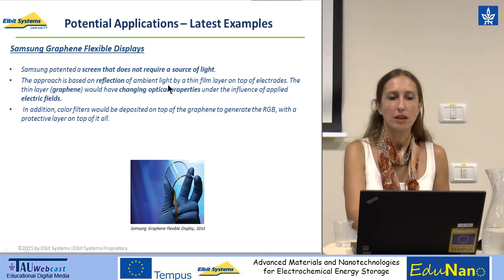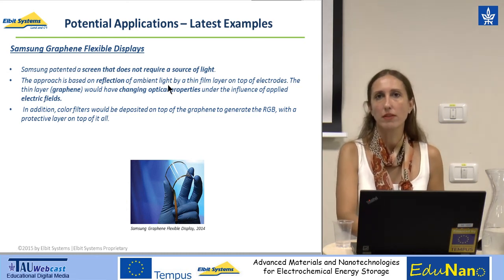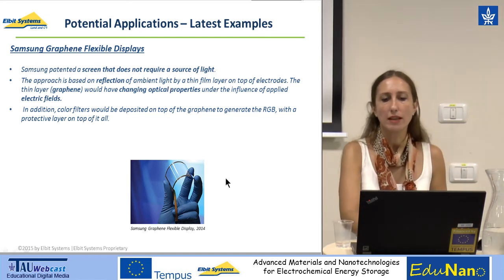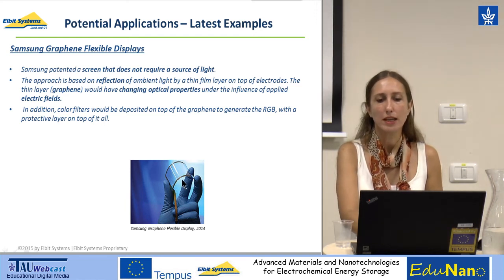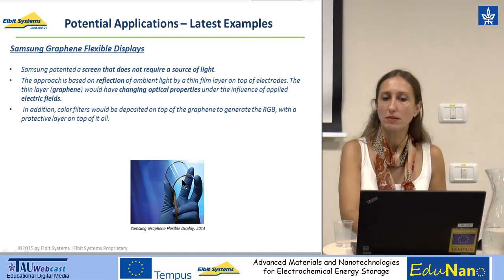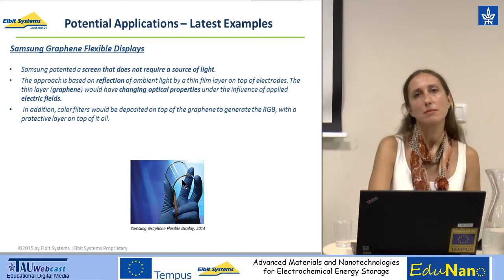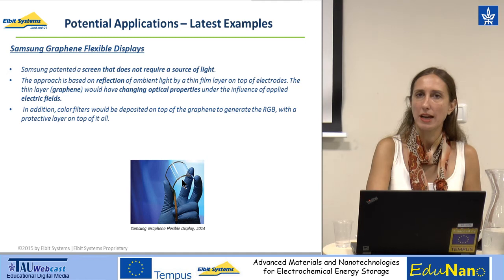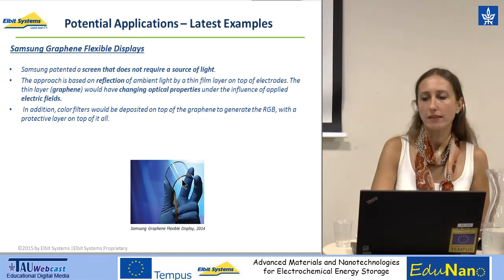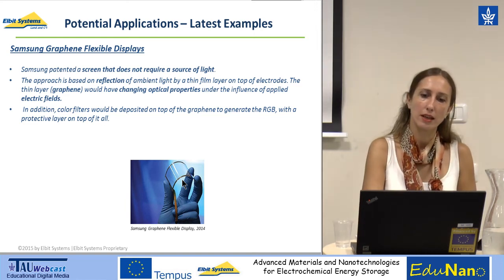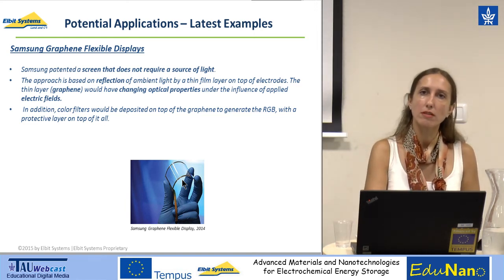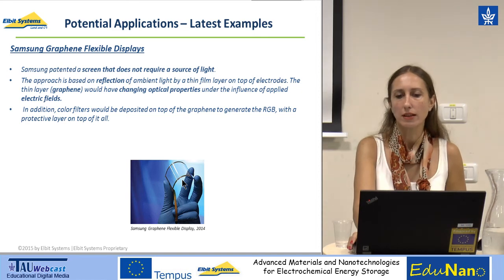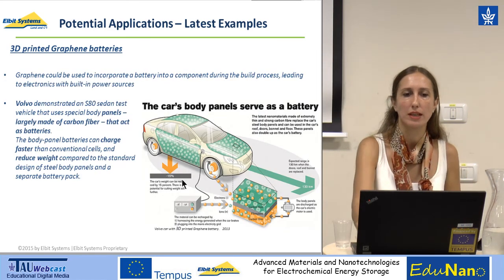In addition to that, color filters would be deposited on top of the graphene film layer in order to generate the RGB, with a protective layer on top of it all. And this is the Samsung graphene flexible display shown in 2014, so it's a very latest example. And actually Samsung is the leading industrial company which owns the largest portion of patents on graphene-related research, and it puts a lot of efforts in terms of internal research and outsourcing for graphene R&D and industrial implementation.